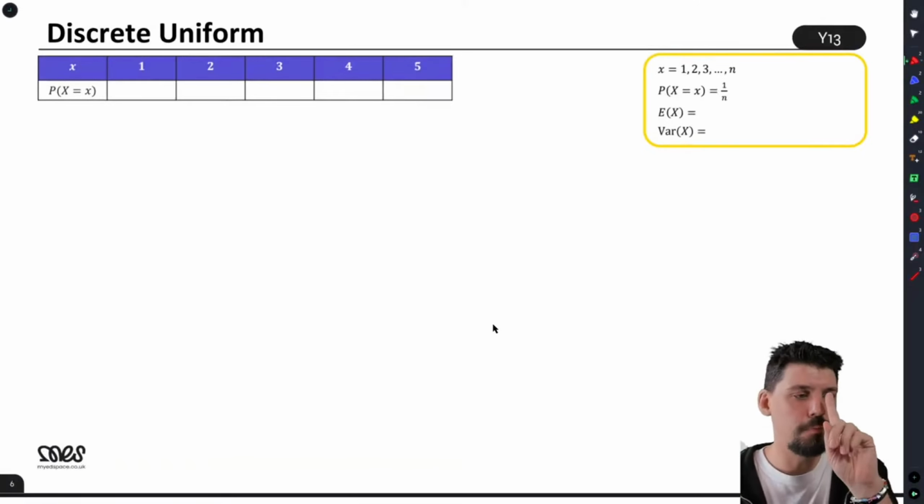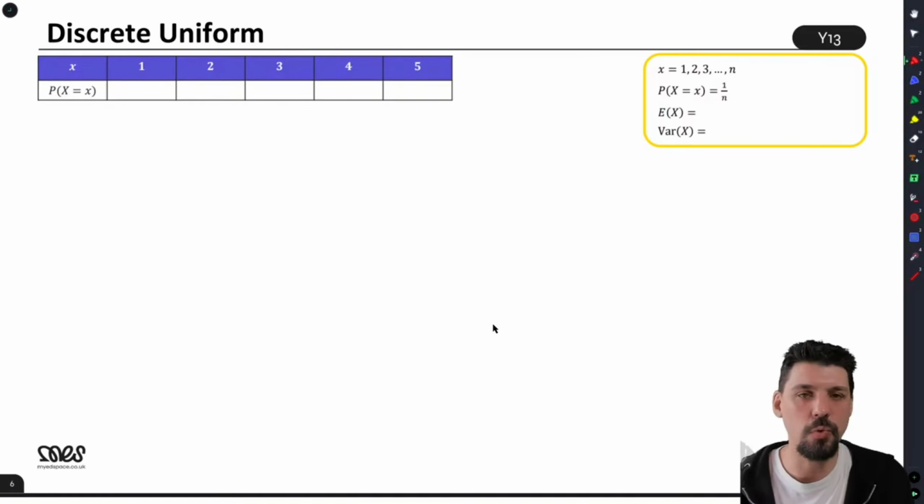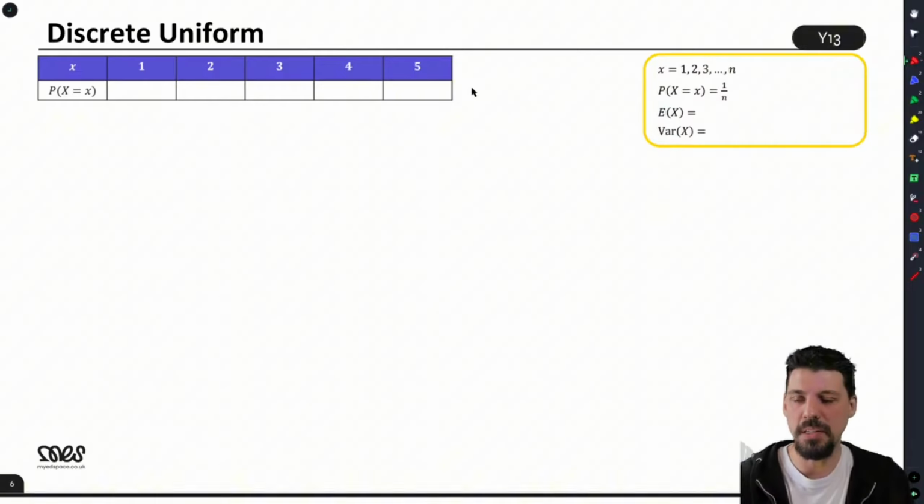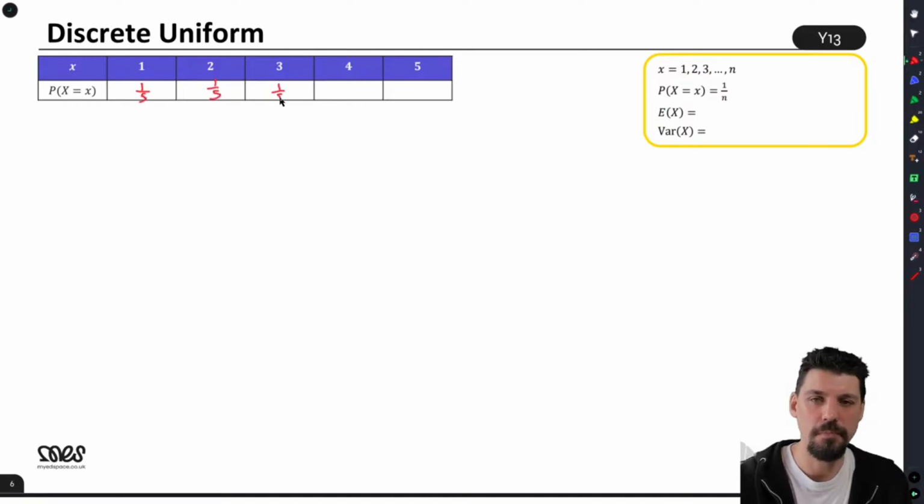Now, the first special distribution is the discrete uniform. Uniform means that all the probabilities are the same. All the formulae that we're going to come up with here are for starting at 1, so 1, 2, 3, up to n. If I have 5 possible values, 1, 2, 3, 4, 5, and they are all identical, the probability for all of them should be 1/5.